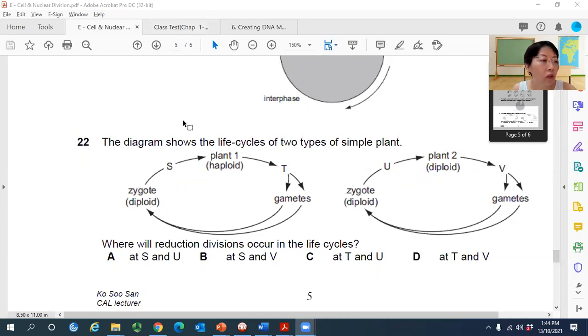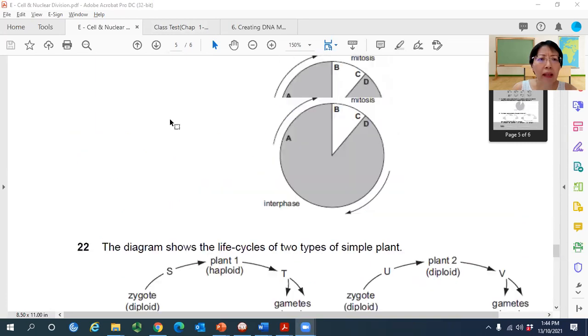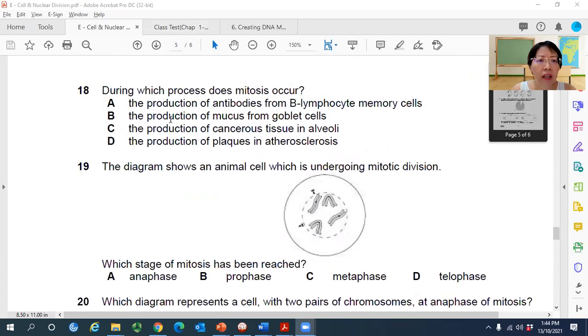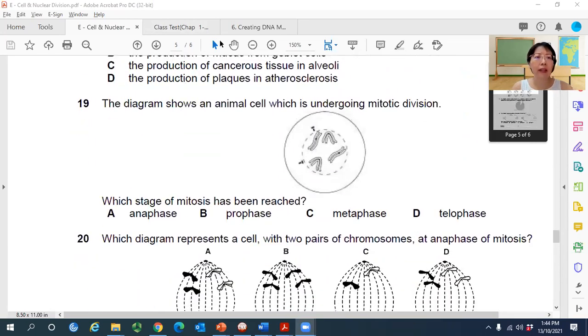Right, what's the next question? Number 19. Have I done number 19? I skipped 19. Okay, 19. The diagram shows an animal cell which is undergoing mitotic division. Which stage of mitosis has been reached?